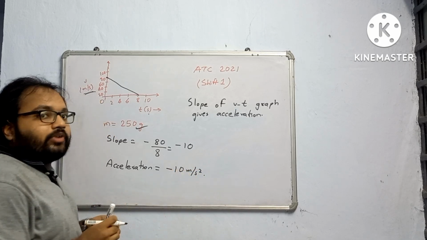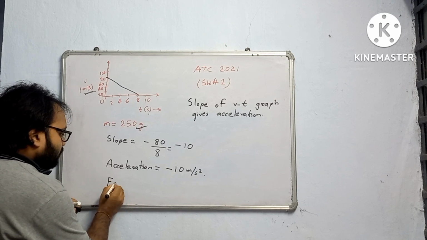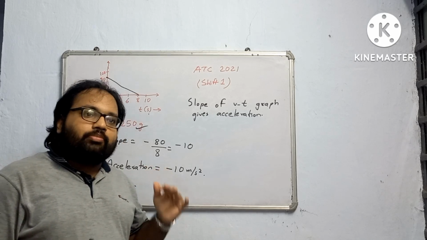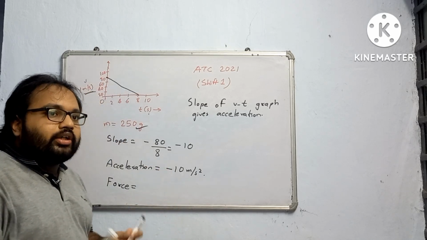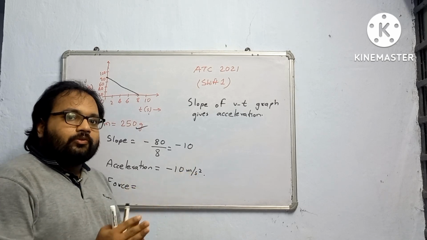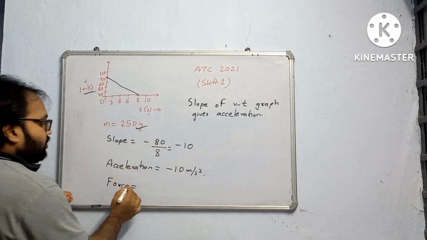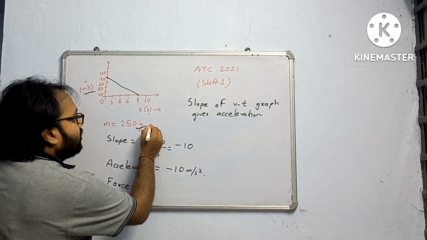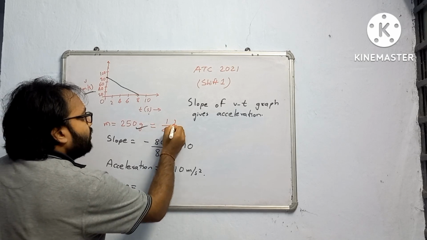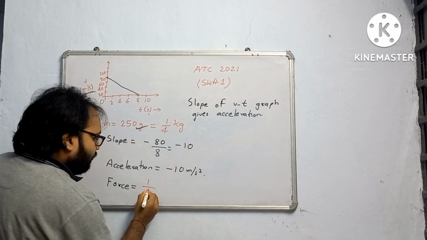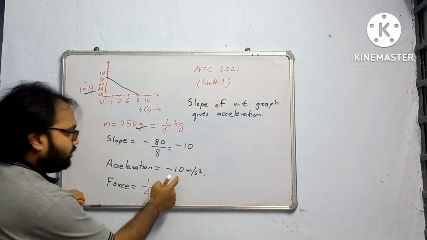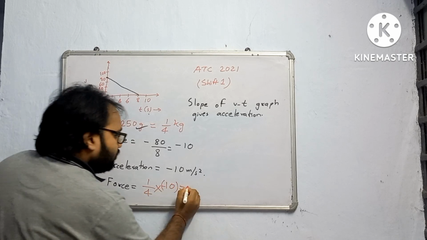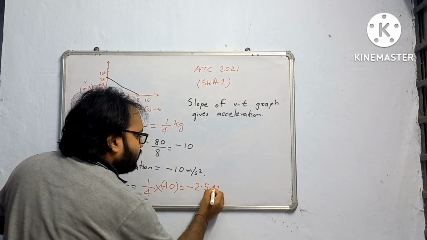The second thing that has been asked is frictional force. As I have told you just now, no force other than frictional force is acting on the ball. Frictional force always acts in a direction opposite to the motion. So force is equal to mass into acceleration. Mass is 250 gram. 250 gram is how much? It is equal to 1 by 4 kg. So 1 by 4 multiplied by acceleration minus 10, this will become minus 2.5 Newton.